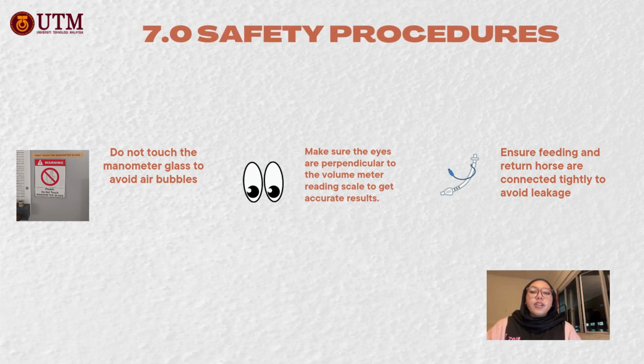So these are the safety procedures for this experiment. The first one is to not touch the manometer glass to avoid air bubbles. And then the second one is to be sure that the eyes are perpendicular to the volume meter reading scale to get more accurate results. And the last one is to ensure the feeding and return hoses are connected tightly to avoid leakage.